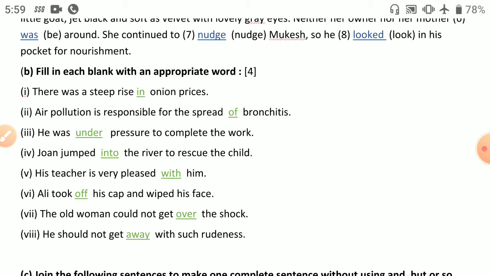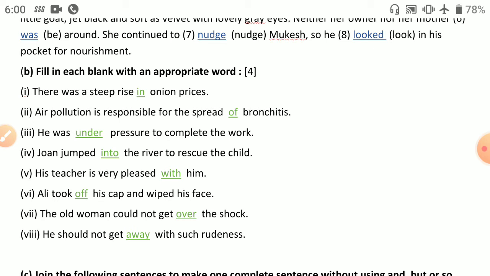Jumped into the river, as you know, it's a very common saying. And there's a logic behind this. Jump into the river means there is a motion involved. A person is jumping towards something, towards a river, so that's why into. And the river must be deep, so it is into the river. There is a movement and force involved in jumping, and the river is deep, that's why into. His teacher is very pleased with him.